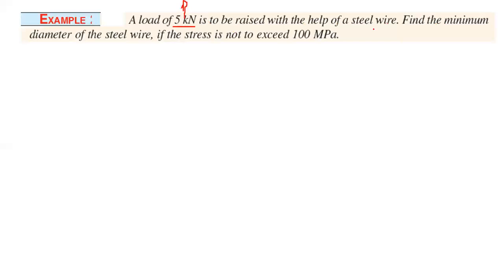Here find the minimum diameter of the steel, that is, you have to find the diameter of the wire, that is capital D or small d. Here the stress is not to exceed 100 megapascal, that means stress is given, this value is stress. So sigma and load acting on the wire, these two values are known. You have to find the value of the diameter of the wire.